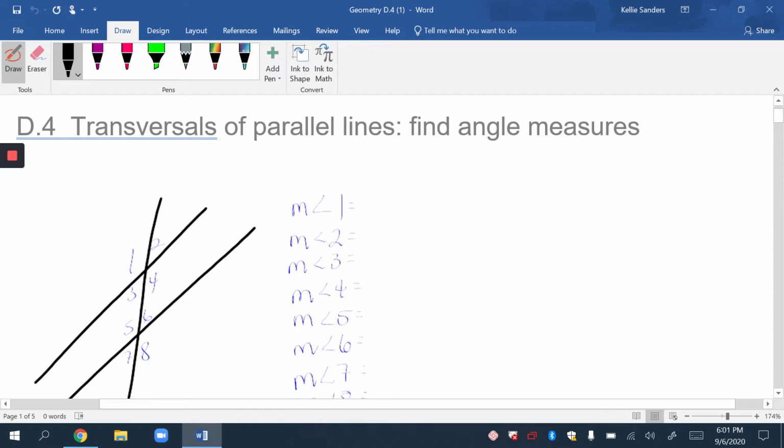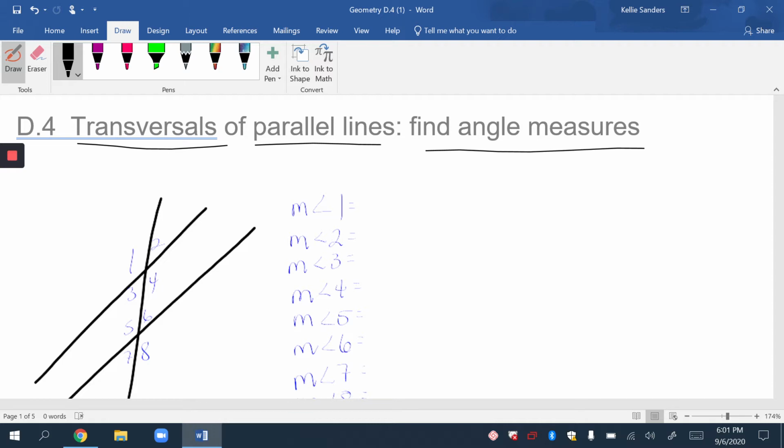Okay, so transversals of parallel lines, find angle measures. These two right here are parallel lines, and here's your transversal. So let's say that angle 1 is 120 degrees. So the measure of angle 1 is 120. We're going to find the rest of the seven angles that are unknown at this time.